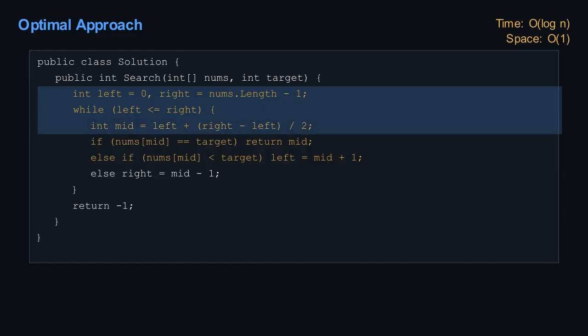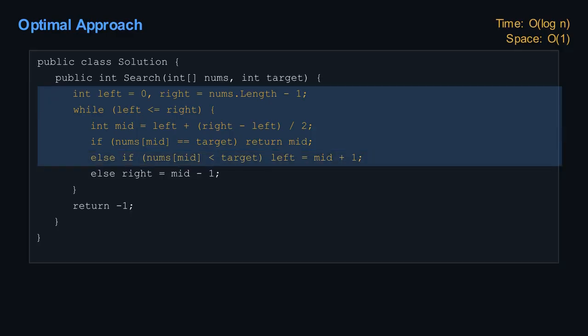If the middle element equals the target, we're done. If it's smaller, we move left to just past the middle. If it's larger, we move right to just before the middle. When the pointers cross, the target isn't present, and we return -1.